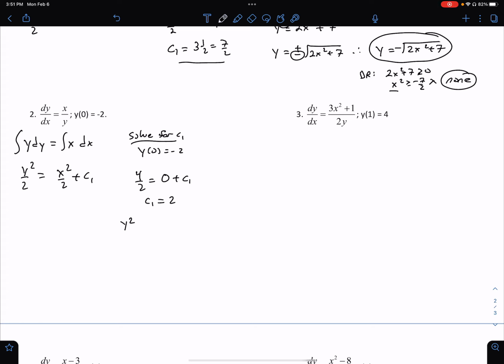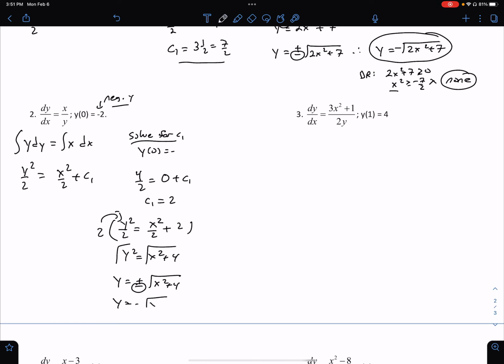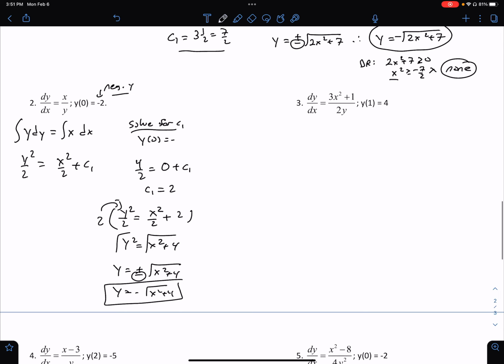Writing it out, y squared over 2 equals x squared over 2 plus 2. Multiply everything by 2, right? We get y squared equals x squared plus 4. Take the square root. Be careful. You get 2 answers. But remember, my initial condition says it's negative, so this is a negative y. So I'm going to pick the negative, and we get negative square root of x squared plus 4. There we go.